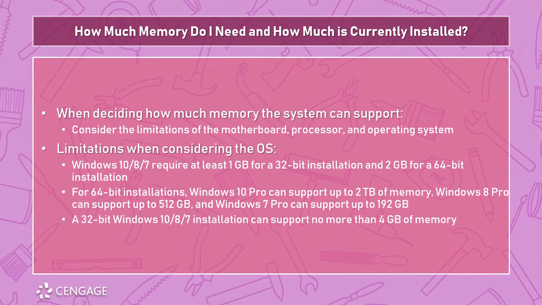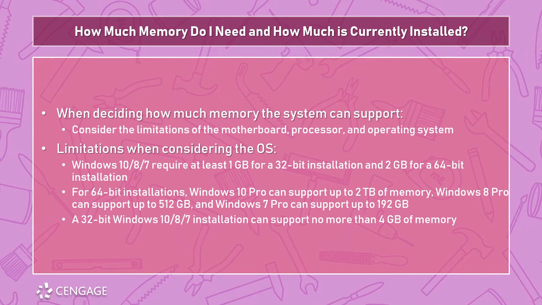In general, how much memory do I need is however much you can get. You want to consider the limitations of your motherboard, processor, and operating system. Your operating system needs at least 1 gig for pretty much anything current for a 32-bit installation, but as there are very few 32-bit installations around, we're going to say the minimum is 2. With Windows 10 Pro, we can support up to 2 terabytes of memory, and I believe that carries over to the Windows Server versions as well.